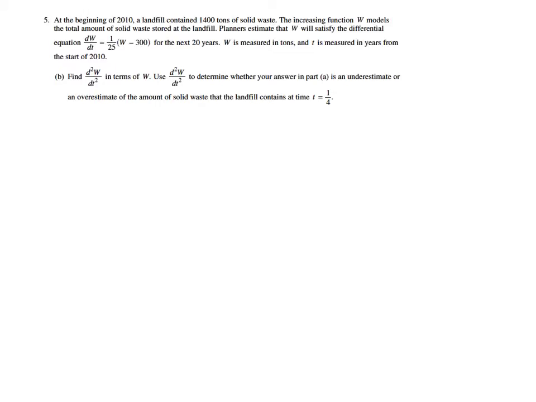Oops, need my pen, not my pointer. First derivative dW/dt, and I'm actually going to distribute the 1/25 in here, make this a little bit clearer. 1/25 W minus 300 divided by 25. Take 100 divided by 25, 4, multiply that by 3, and get 12. Now when I take the derivative, just take the derivative like normal.